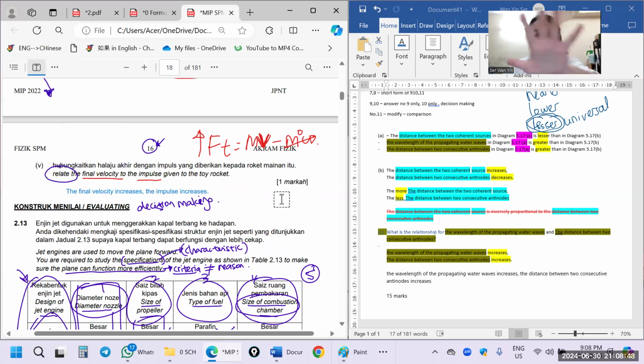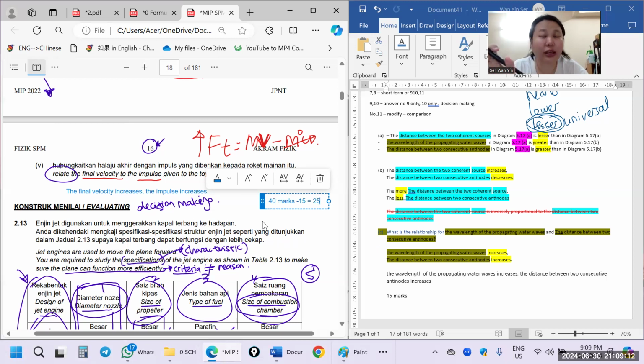Yeah, like that. 5 marks in your hand. 1 question, 5 marks. 3 questions, 15 marks. Sure, in your hand already. If you aim the lowest target, 40 marks, 40 minus 15, you just need to score another 25, then you pass already. But I believe you want to aim 80 marks, right?